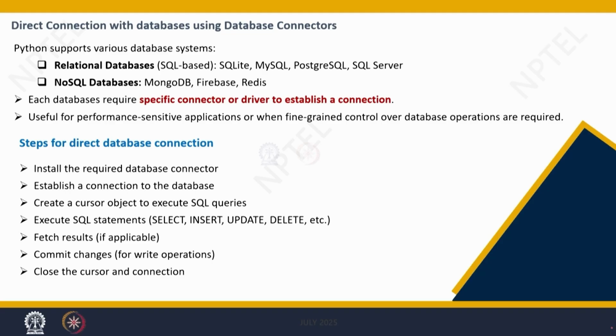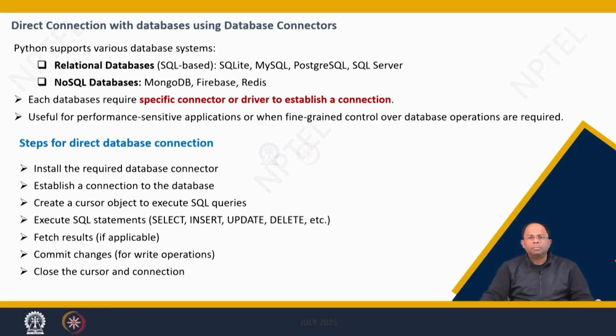We have already discussed in earlier lectures that we have different kinds of databases: relational databases and NoSQL databases. Relational databases are mostly SQL based, like SQLite, MySQL, PostgreSQL, SQL Server. NoSQL databases are like MongoDB, Firebase, Redis. How to store data in those, we have shown you earlier, right? So we have discussed this. Now Python also supports access to all these kinds of databases, right?